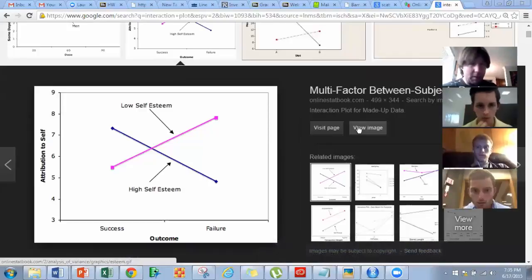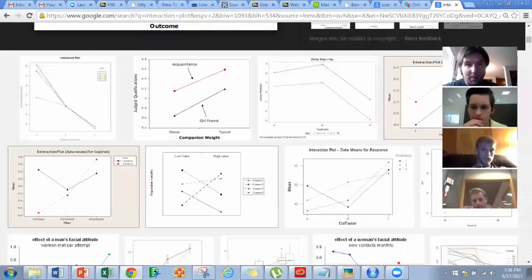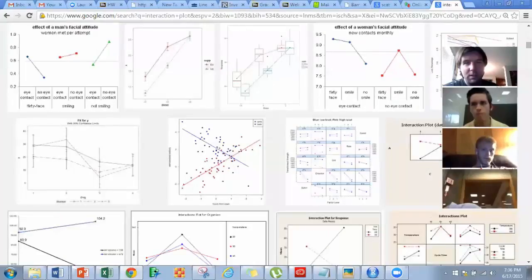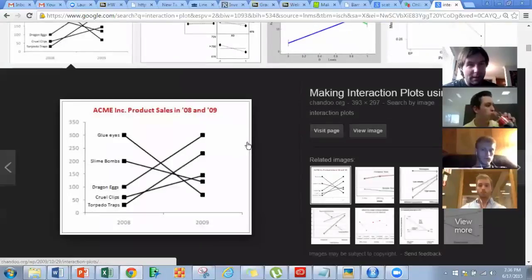So this interaction plot right here shows that we're trying to measure someone's attribution to self, and they're either going to rank it as what happened being an outcome, a success or a failure. These aren't really quantitative measures. Usually in an interaction model, we're first seeing them with quantitative variables, but usually you see a categorical swap on the X because it's best visualized that way. This is a crazy interaction plot right here.